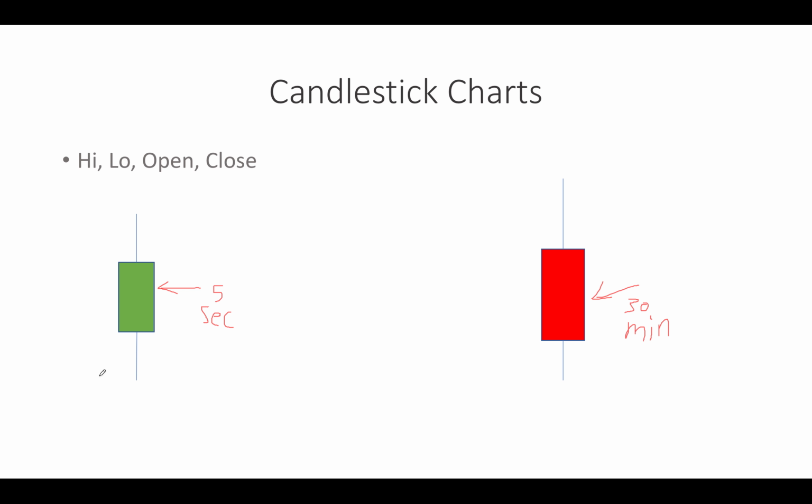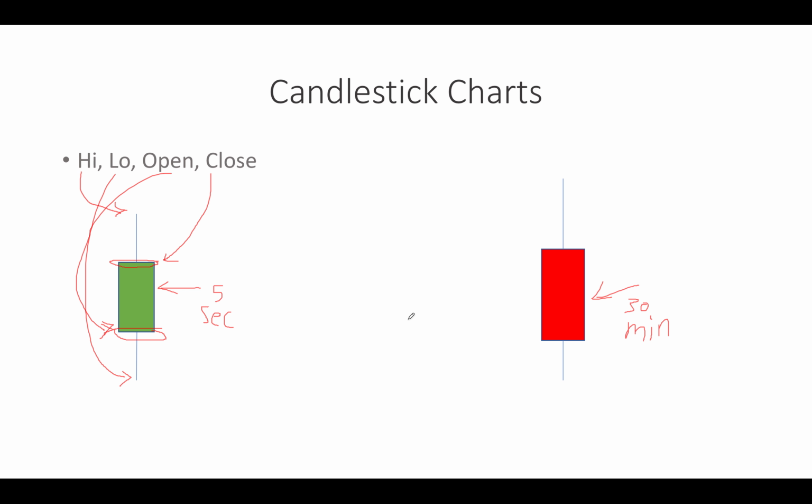When we look at the green candle, the low price is right here. That's the lowest price it reached within that 5-second period. The high price is right here. That's the highest price it reached during that 5-second period. There's the opening price of this candle, the price that it opened at, and the closing price of the candle, right there. The reason it's green is because it closed above where it opened. Hence, it's green. It went up.